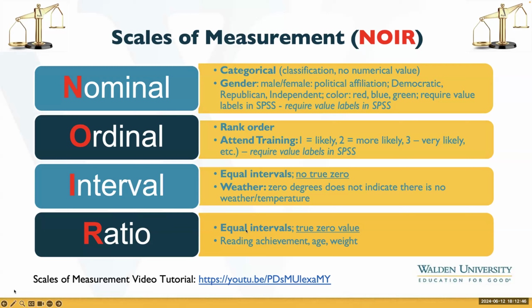Then you have the highest order, which is the ratio. And that we have the equal intervals, just as we have with the interval, but the distinguishing characteristic is that we have a true zero value, okay? So a certain response can be 0, meaning 0 reading achievement, 0 age, 0 weight, or something of that nature. Some score or something that you're measuring, and a person scores a 0 on that. It can be a true 0 value, okay?